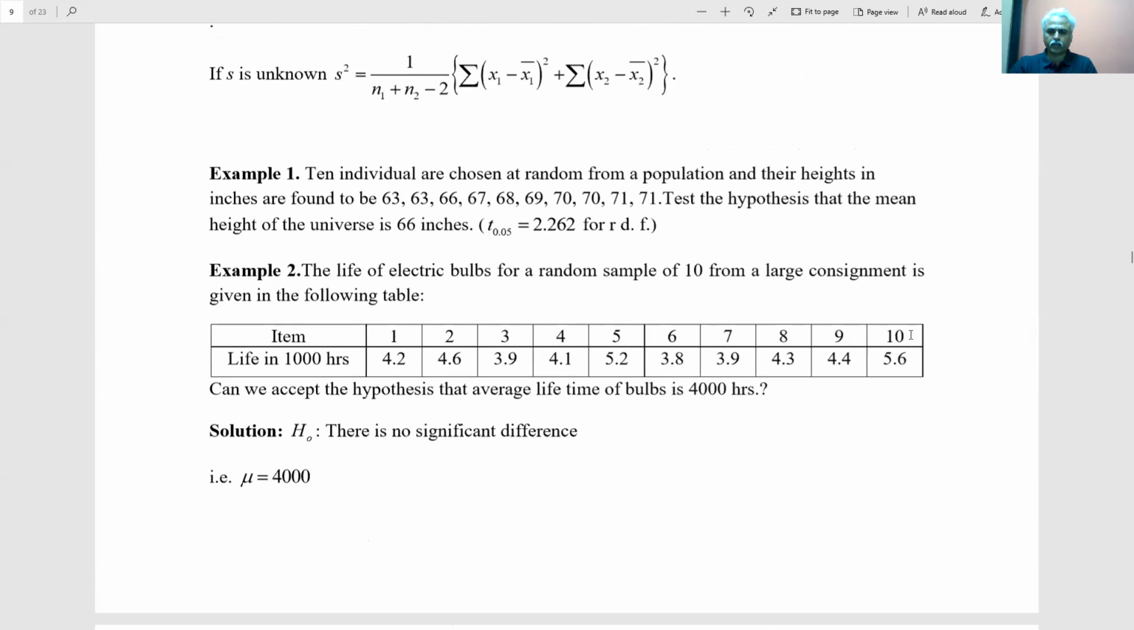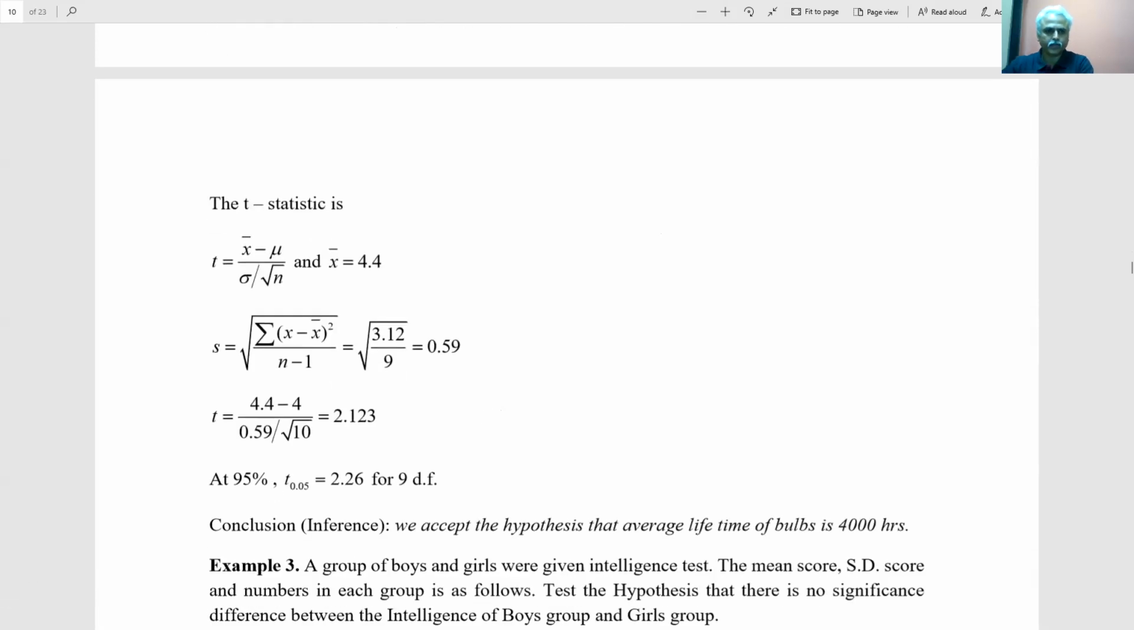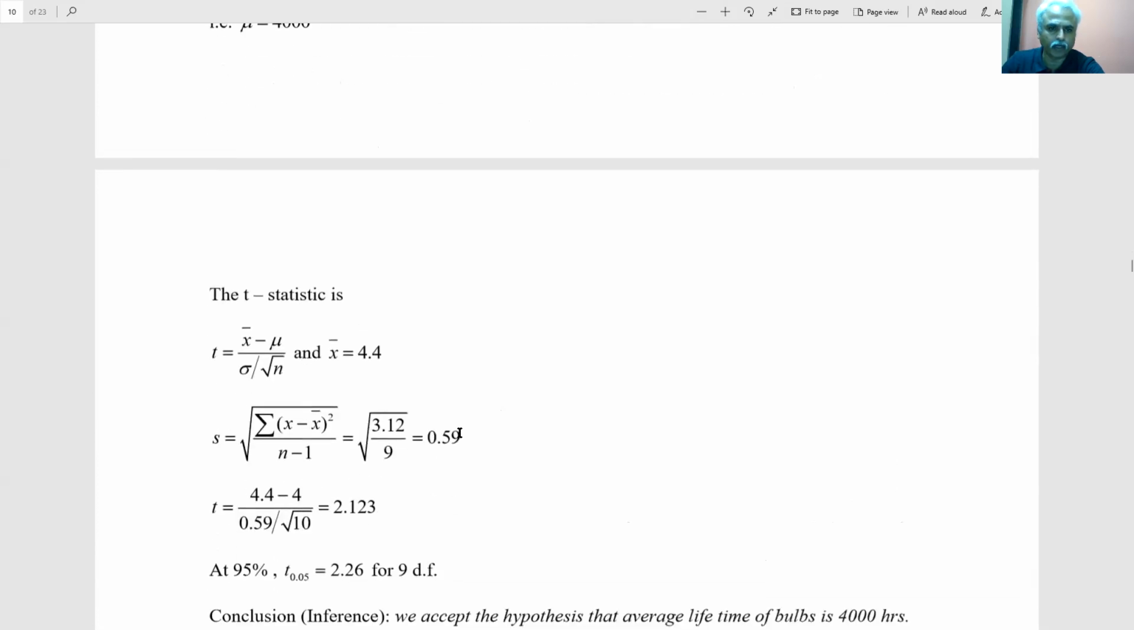So if there are 10 samples, it becomes 9 degrees of freedom, because if you know the sum, and you know 9 of the items, you can find the 10th one. Once again, if I know 9 items and the sum of all these terms, I can find the 10th. Like that, if there are 10 items, 10 minus 1 means 9 degrees of freedom here. When I substitute x bar as 4.4, sigma calculated as 0.59, and square root of 10, the result is 2.123.